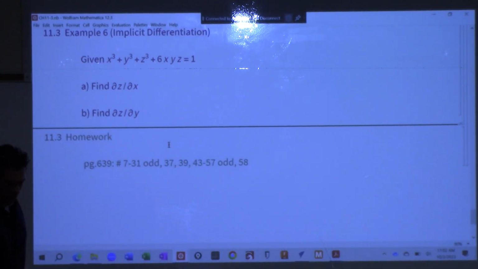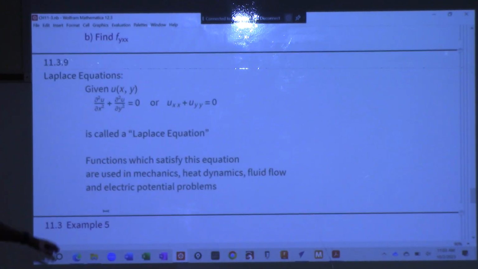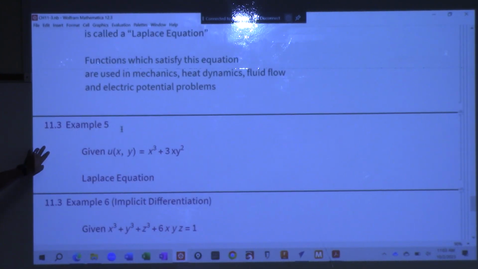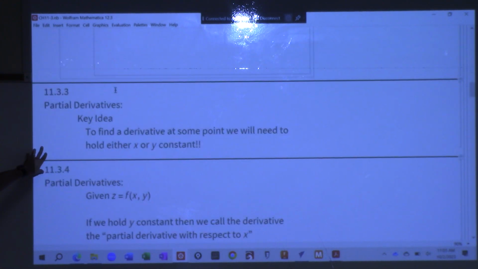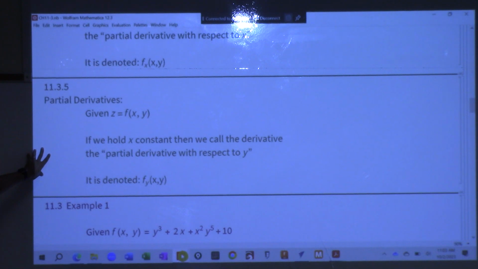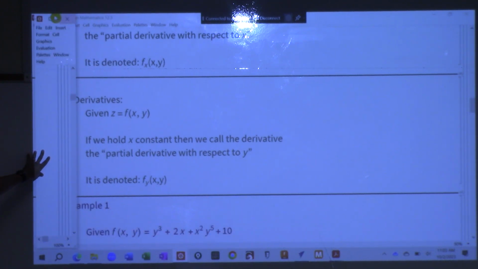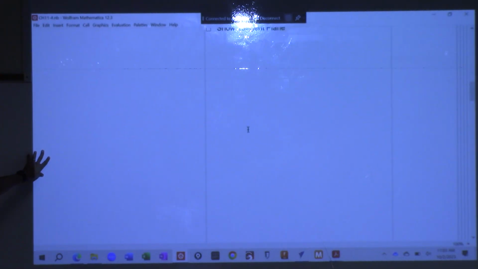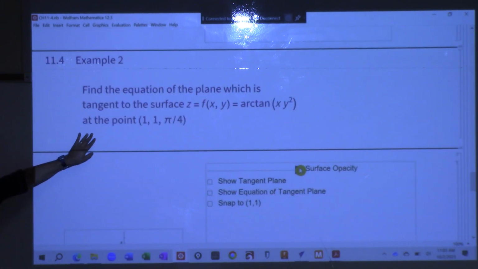Last time, what were we covering? Implicit. Right. We did all the partials, all this stuff, and then we moved on to 11.3. We just got through the tangent plane stuff, and I had you do a problem. I had you try this one, right? And then we worked it out, I believe, together.